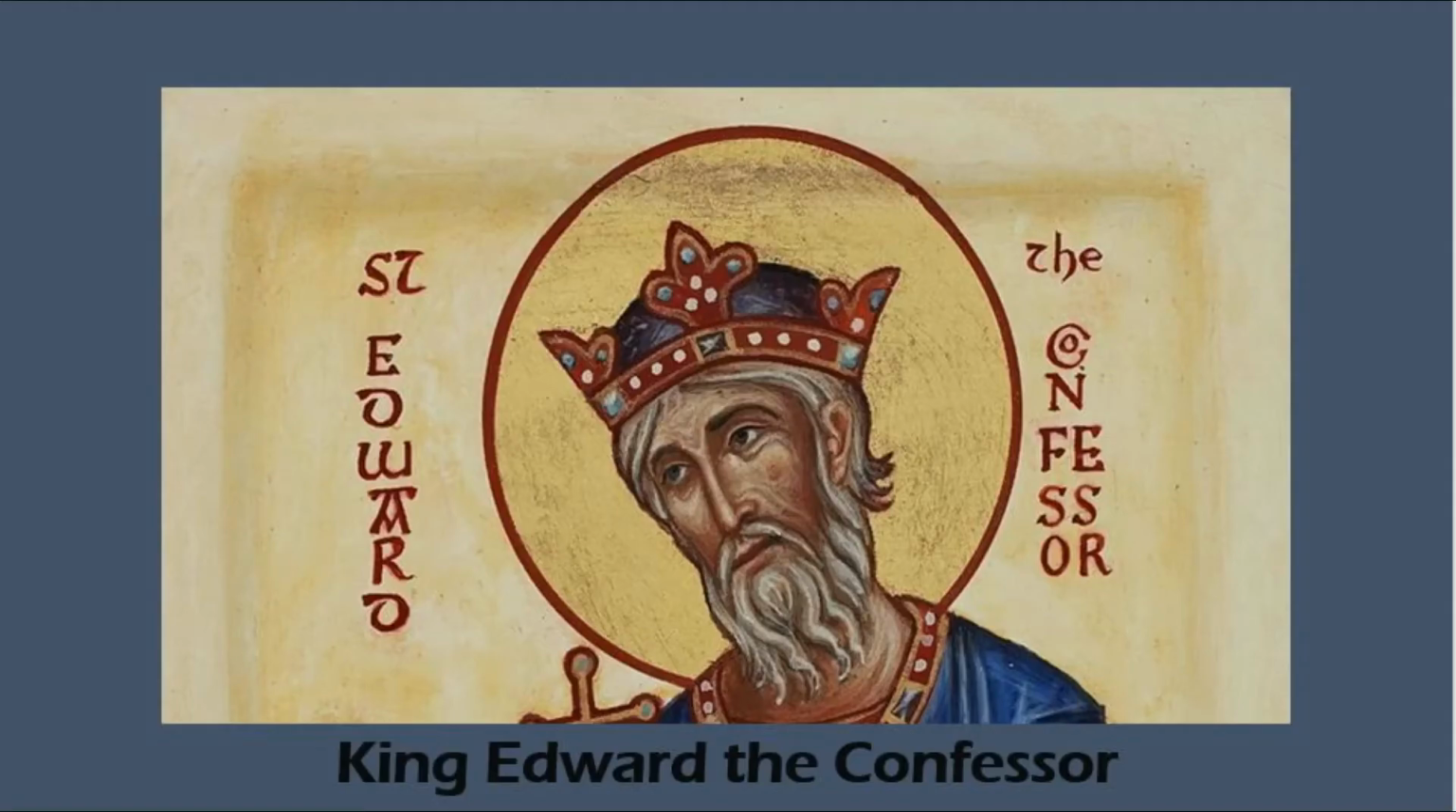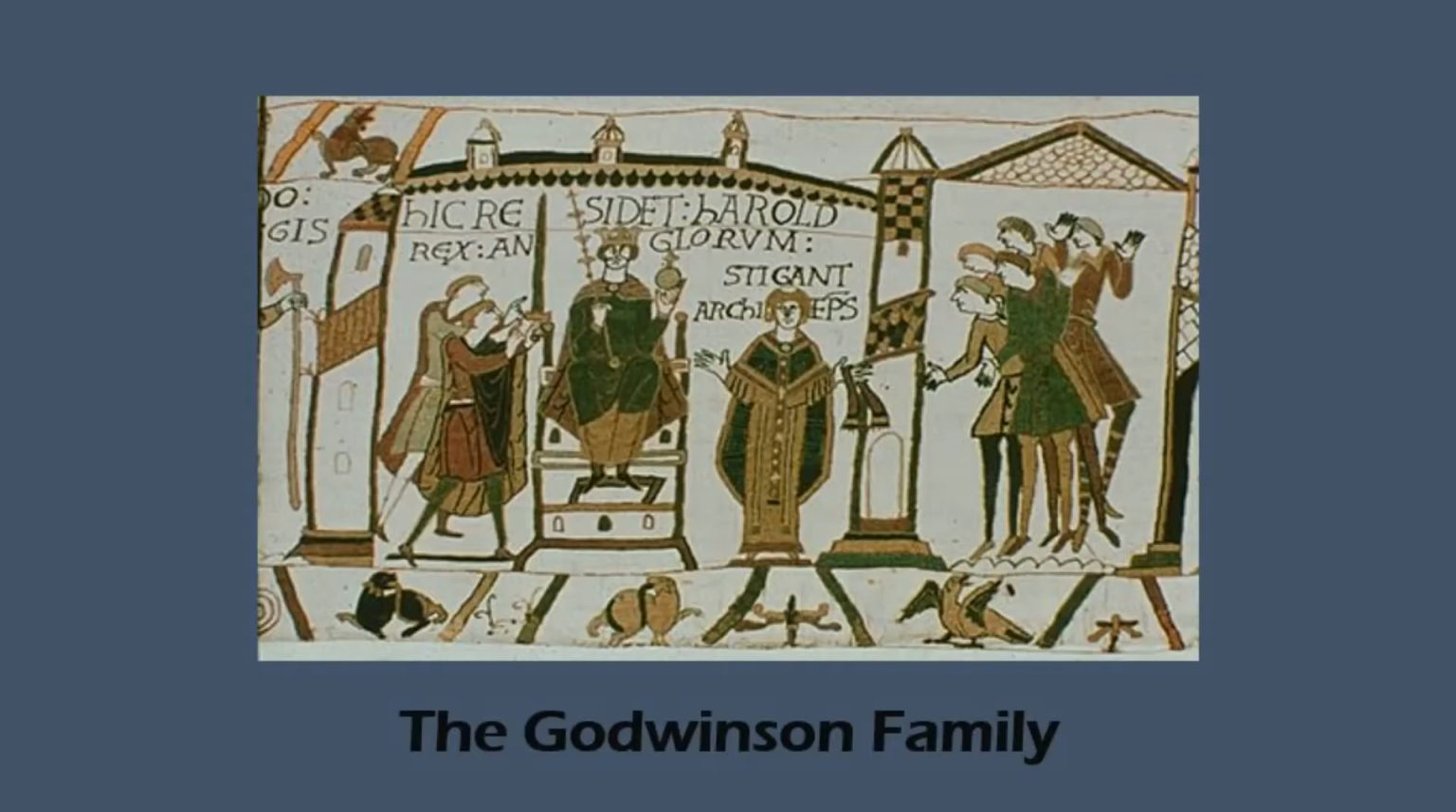King Edward, also known as Edward the Confessor, was the last Anglo-Saxon king of England. England had powerful lords who the king wanted to keep happy. The most powerful family in England at the time was the Godwinson family. They were noble lords and owned a lot of land. King Edward had married into their family to combine the crown with the most powerful family in England. Sounds like a great plan for Edward.